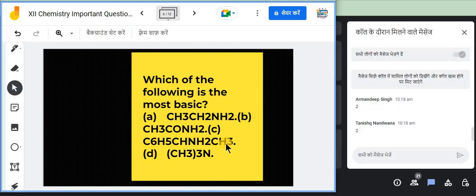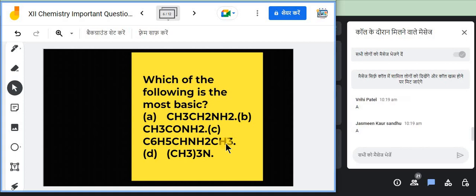Now next question to you is aliphatic or aromatic, which is more basic? Can I get your response in the chat box? Aliphatic, more basic. Now see the question very clearly. A is 1 degree amine, B is amide, C is aromatic amines, and D is 3 degree amine. Which will be the most basic? What would be your answer here? Absolutely it would be A.